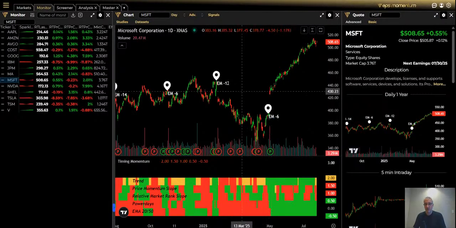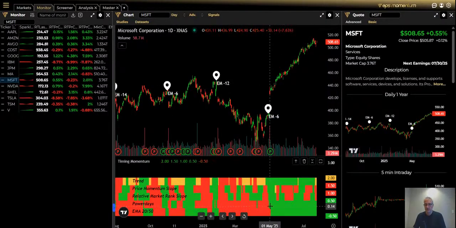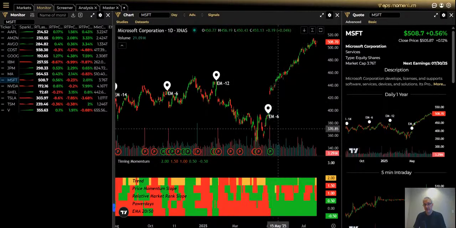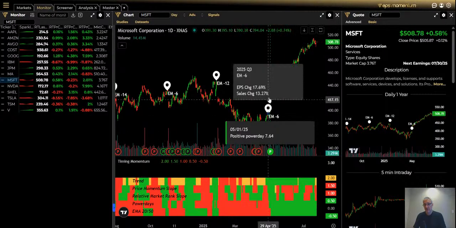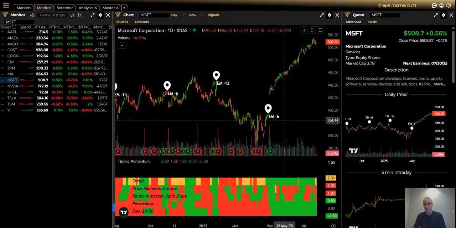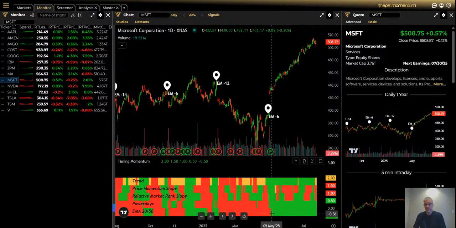The earnings got better, from -12 to -6, which is better. Power days turn green on that specific day, and you can click on it. It was a 7 standard deviation move, so pretty significant. And then the EMA 20/50: the EMA 20 crossed the 50 upward, so that's green and positive.